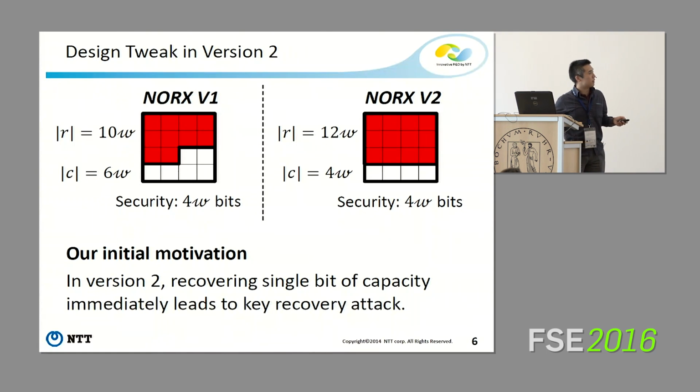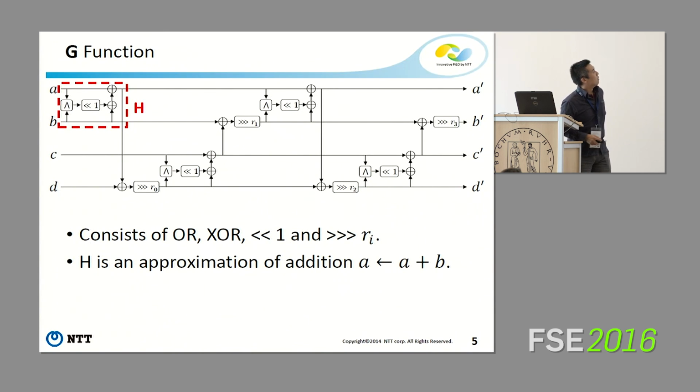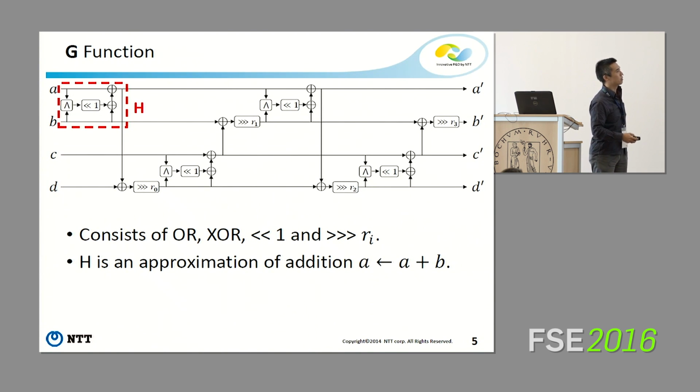Okay, so I will explain the G function. The G function looks like this. The input is 4 words and the output is 4 words. And it consists of just bitwise AND, exclusive OR, left shift, and right rotation, which is very efficient, especially in software. And this computation, which appears 4 times, is called H, and it is an approximation of addition. So it's a very interesting design.